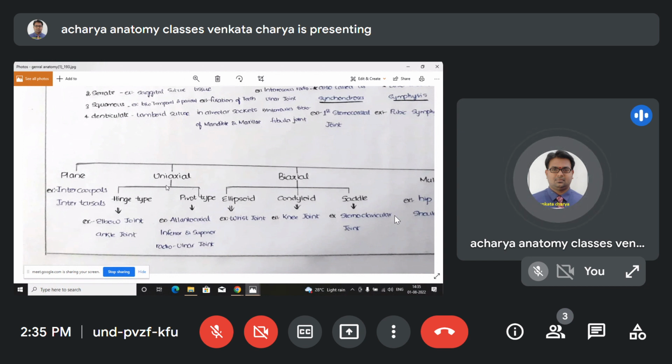Next one is multi-axial, which means there is one joint, and through the joint three axes pass.